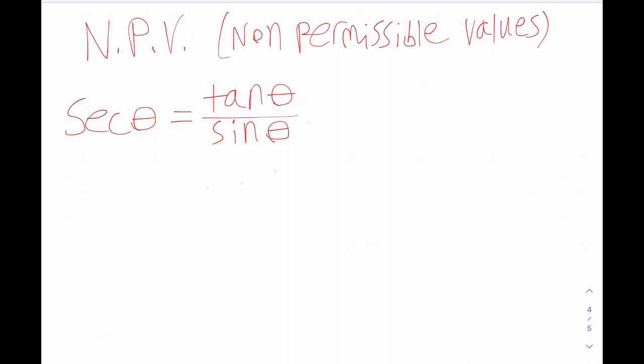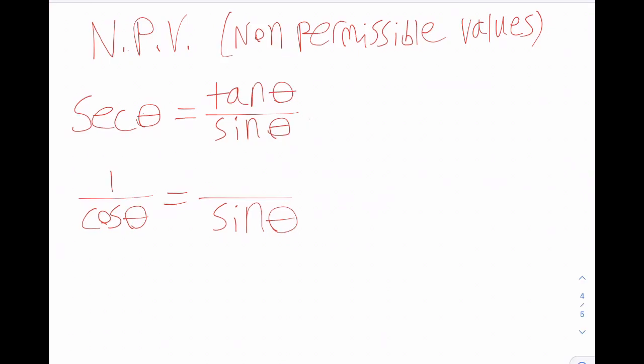The first thing we want to do if we want to find the non-permissible values is change everything into either sine or cosine. So first let's change secant of theta, and secant of theta is 1 over cos of theta. And here we have sine of theta. Okay, and tan of theta is going to be equal to sine of theta over cos of theta.